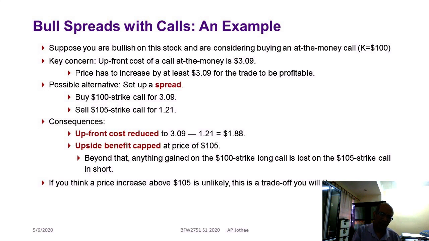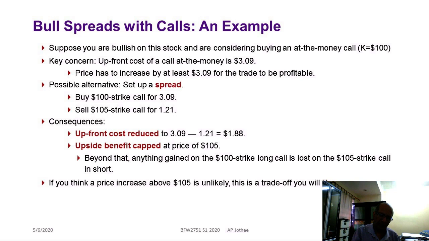So a possible alternative is to set up a spread, that is buy the $100 strike call for $3.09 and sell the 105 strike for $1.21. So the consequence is the upfront cost is reduced. $3.09 minus 1.21, your cost is only 1.88 now. So now the stock price need not go very much higher, up to $3.09. It can just reach 1.88 and you can break even already.